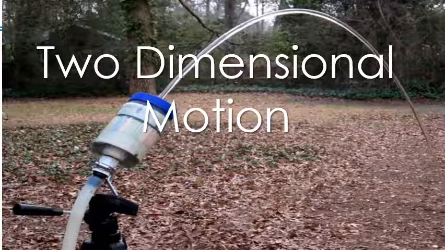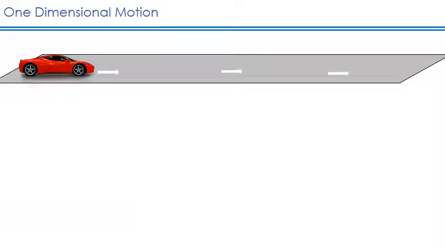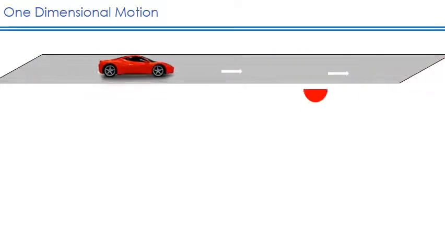Hello guys, this is understanding of the two-dimensional motion. You have already studied one-dimensional motion, either with an acceleration or without an acceleration, and a vertical one-dimensional motion under the action of gravity.